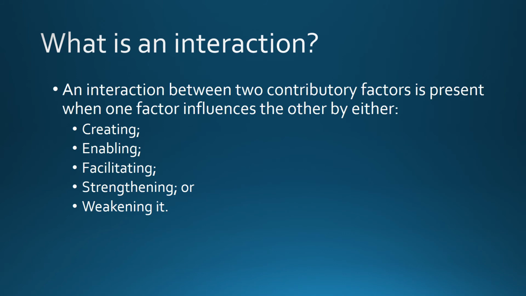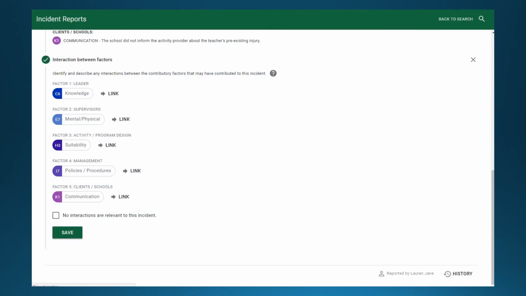A failure of a parent to inform the activity provider about the dietary needs of their child is related to their child being given inappropriate food on camp. To identify interactions, move through the list of contributory factors that you have identified and ask yourself, did this factor interact with, influence, or was influenced by another factor you have identified? If it does, click on the link button and select which factor it interacts with. You are then asked to describe how the factors interacted.